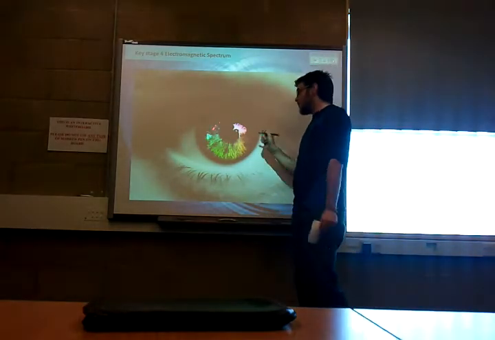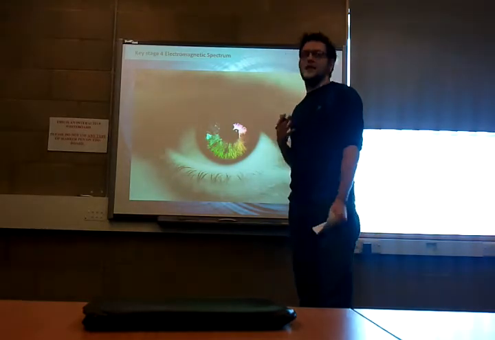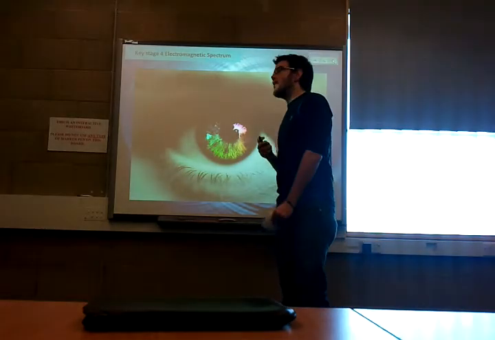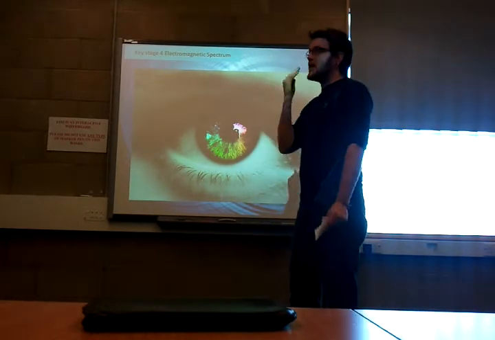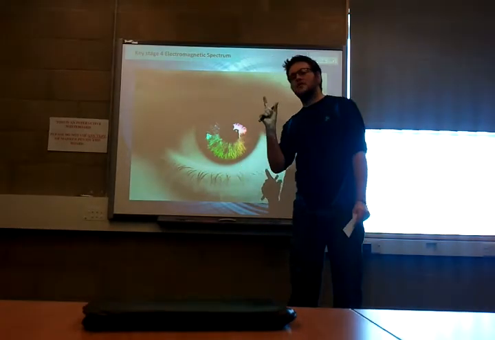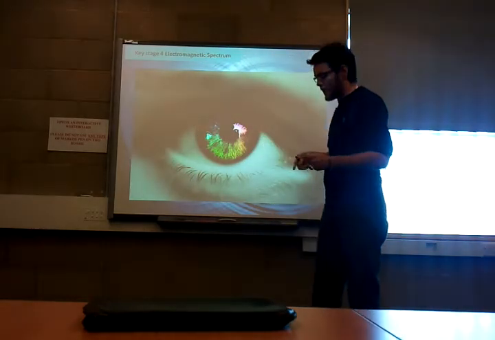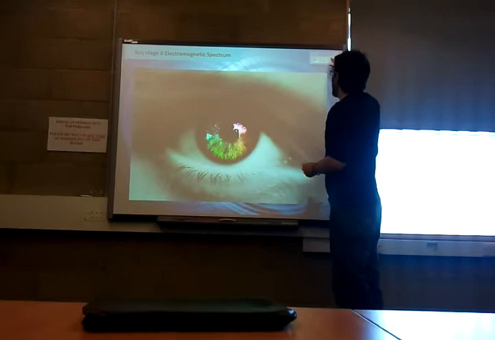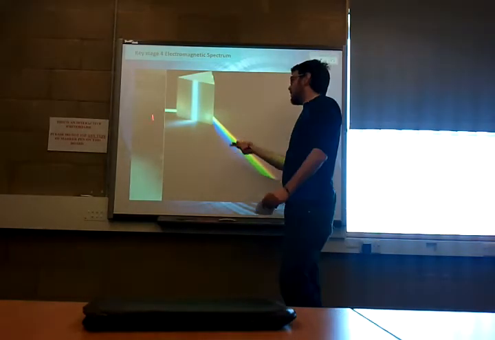Well, starting off here, we've got our picture of an eye. So obviously this is something to do with what we can see, visual light. Now, the visible spectrum of light that we can see is a very, very small part of what we call the electromagnetic spectrum.